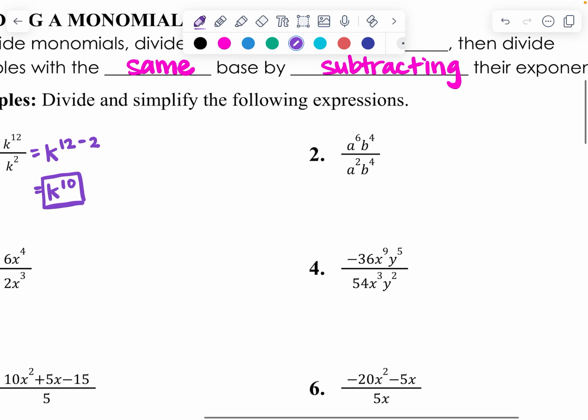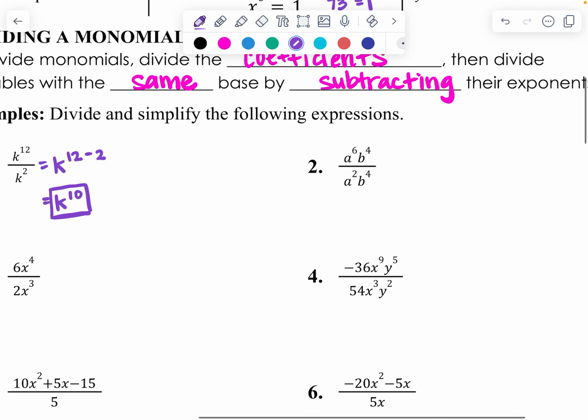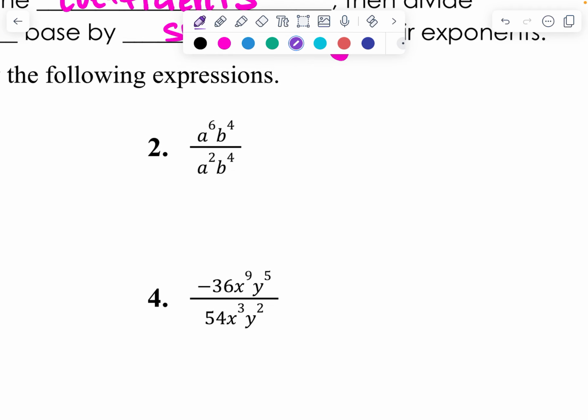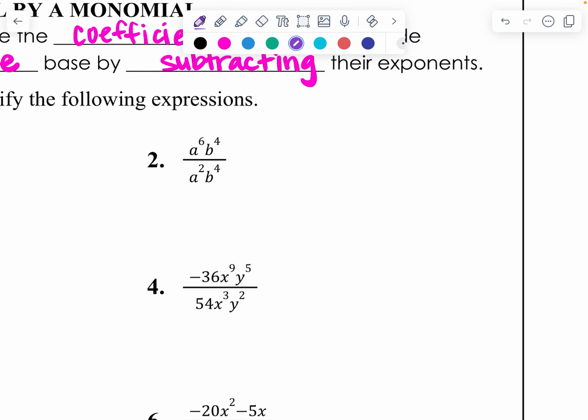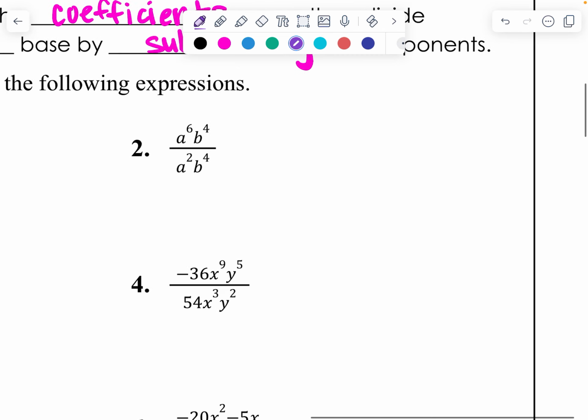Number 2 has two different variables. We have a and b. So we have a to the power of 6, b to the power of 4, divided by a squared, b to the power of 4. So remember that you can only subtract exponents that have the same base.